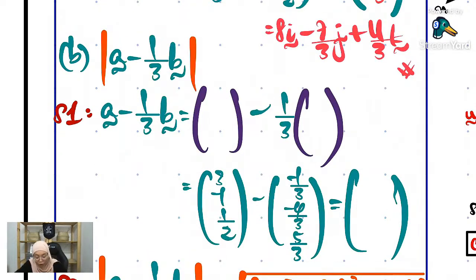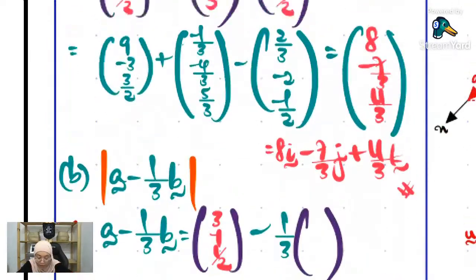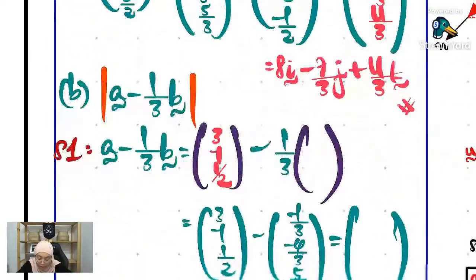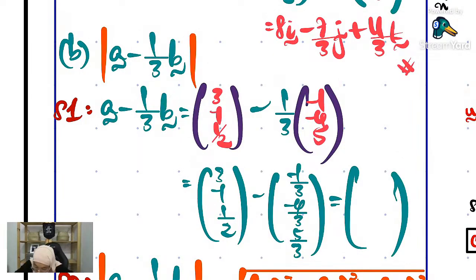A tolak 1/3 B vector. Okay. So A kita adalah tadi 3, -1, dan half, is it? Or negative half? Oh, half sahaja. And then our B vector is -1, -4, and 5, isn't it? Yep, and so you solved it and you will get 10/3. You will get 1/3 and also -7/6.